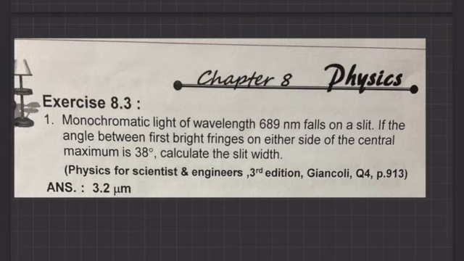Monochromatic light of wavelength 689 nanometer falls on a slit. If the angle between the first bright fringes on either side of the central maximum is 38 degrees, calculate the slit width. Okay, given here: wavelength, and the angle between first bright fringes on either side of the central maximum, 38 degrees. Calculate slit width.